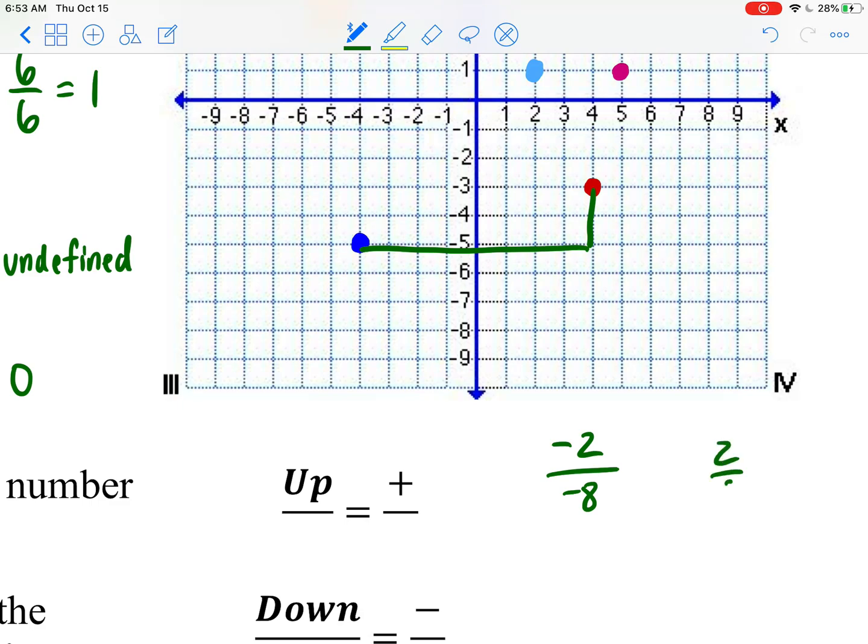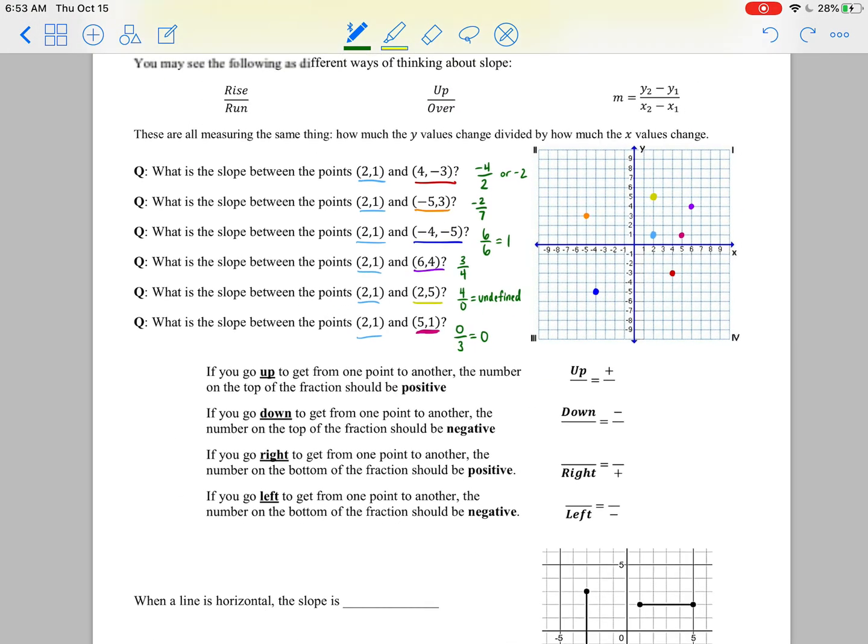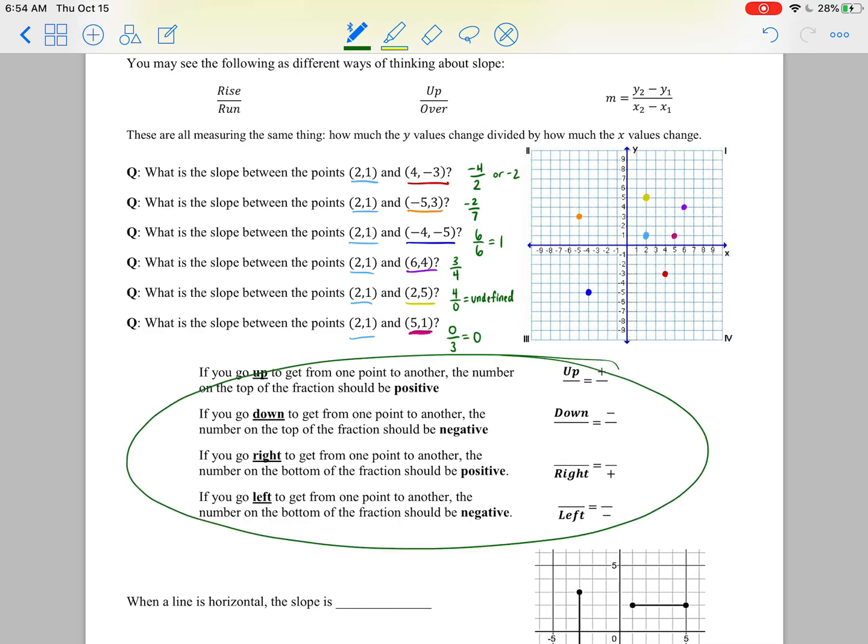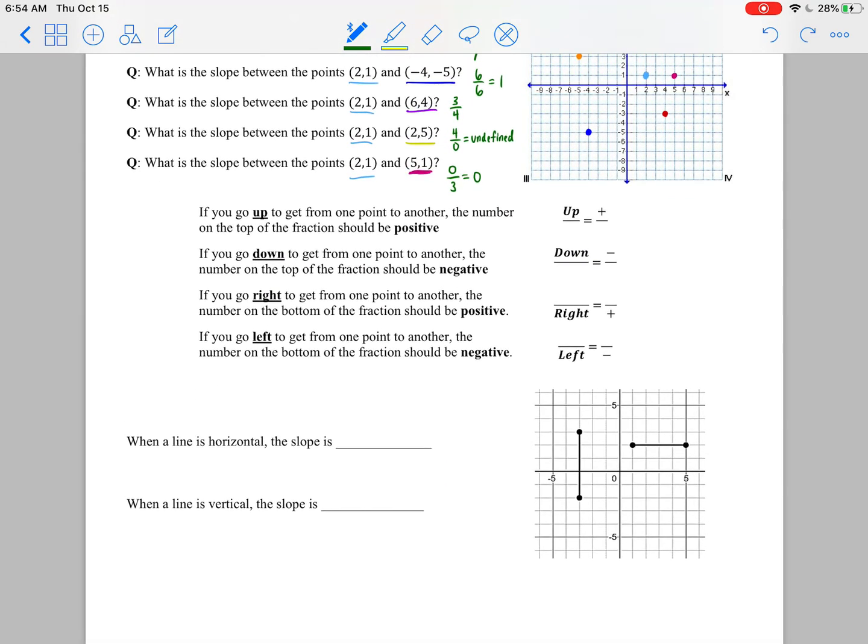Now what's interesting is that 2/8 and -2 over -8 are actually the same number, right? They're both 1/4 or 0.25. But it just depends on how you approach the problem and which point you start at. Okay? So just keep that in mind there. If you're confused by that, let me know.